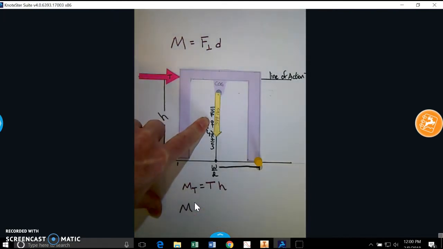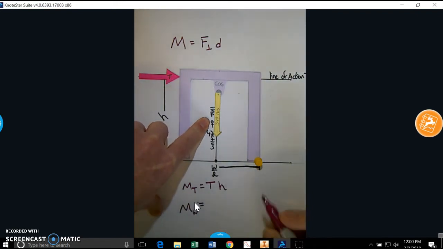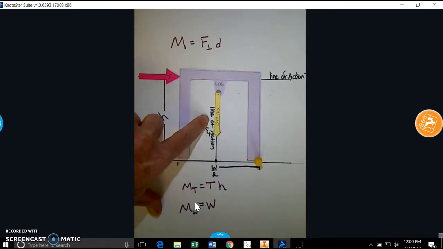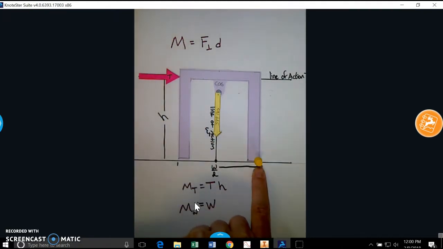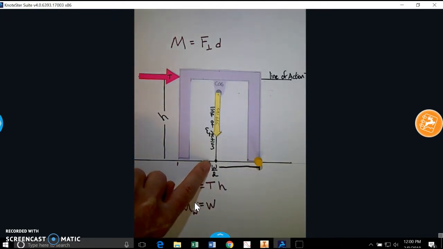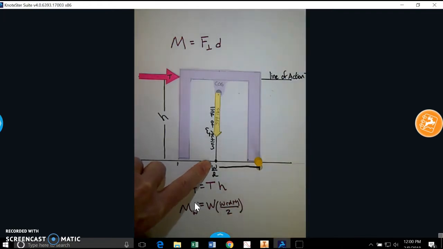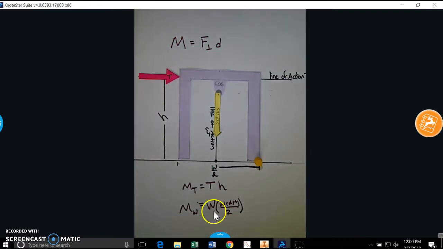So we're going to talk about the moment due to the object's weight. And that's going to be W for the force coming down here, which remember is about 379 pounds. And how far does that act perpendicularly from the pivot? Well, here's the pivot, here's the perpendicular distance, and that's the width in this case divided by 2. So I've got a couple W's. I'm going to go ahead and write width out just so we don't confuse it with weight.